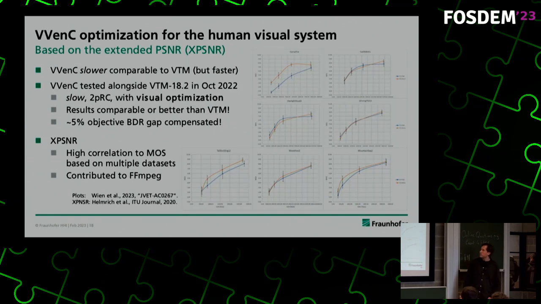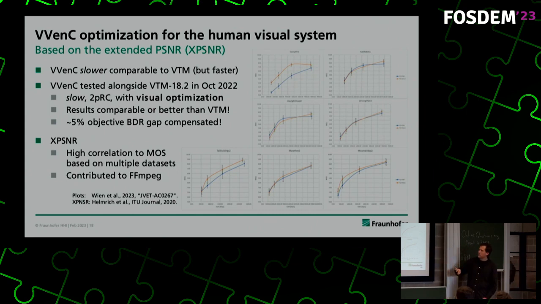Yeah, and about our optimization for the human visual system, it's based on the XPSNR, which is this new metric that a colleague at HHI developed. It has a really high correlation with MOS based on some public data sets. There are publications you can look up. They're mentioned on the bottom left. And it has been contributed to FFmpeg as a filter, and I think it is somewhere in the backlog of FFmpeg waiting to be looked at.